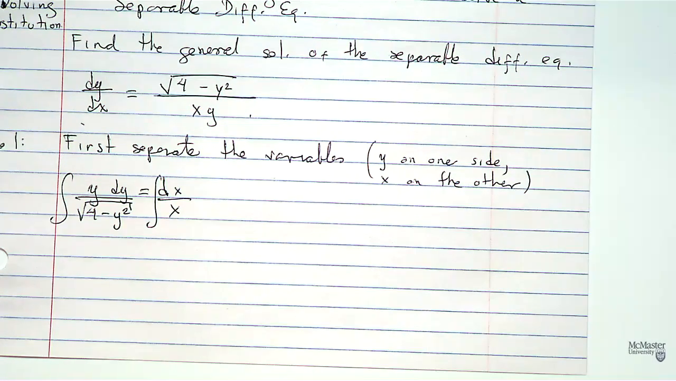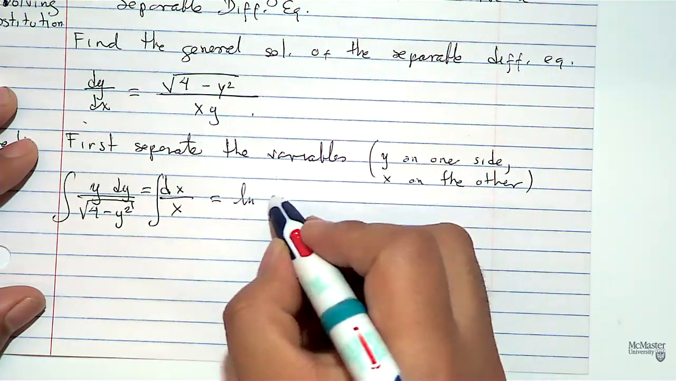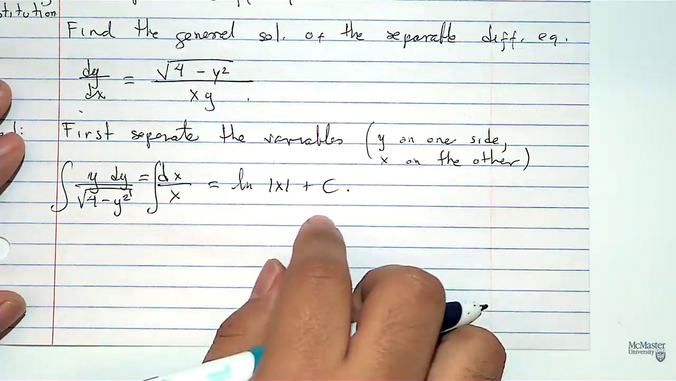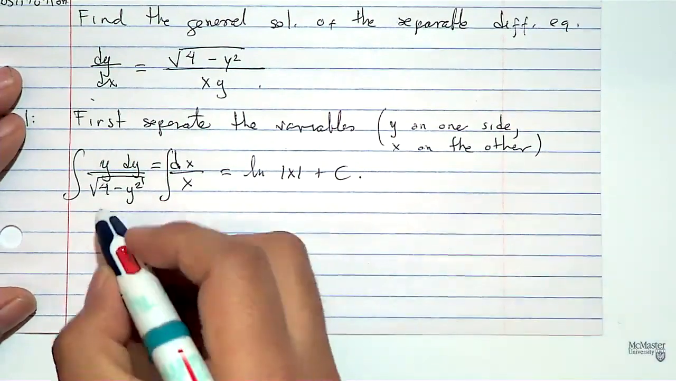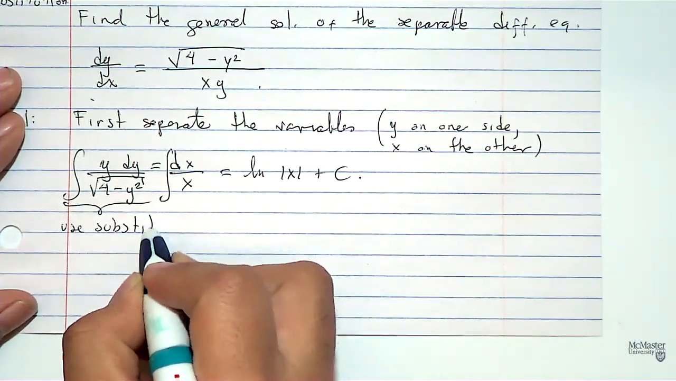Now, it's clear why I did that, because when I pass all the stuff related to y on one side and all the stuff related to x on the other side, I can do the integration and my life is much easier. So the first one is easy because this is the natural log of absolute value of x plus c. You have seen this rule before. This is the integral of dx over x. Now for the second one, this is where you have to use substitution.